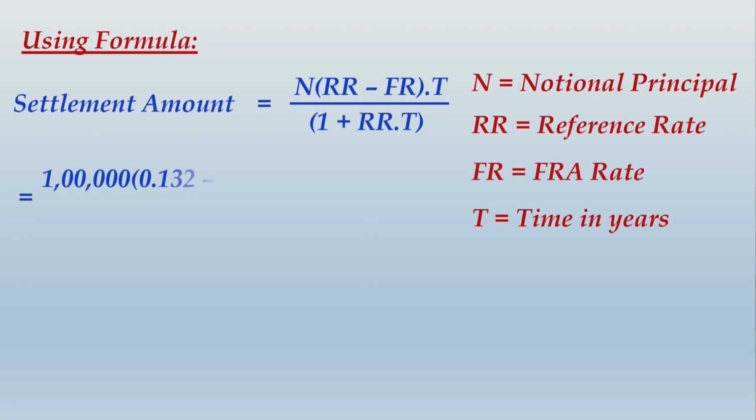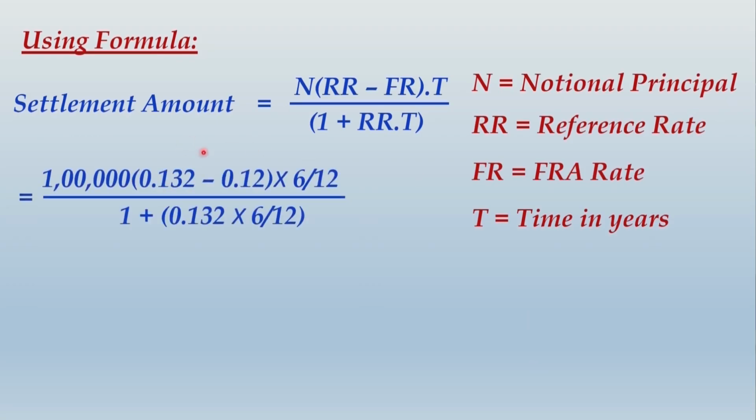When we apply these calculations, look at this, 13.2% minus 12%, that difference came to 1.2%. 1.2% into time adjusted 6 by 12. So that became 0.6%. 0.6% applied on 1 lakh becomes 600 divided by 1 plus the time adjusted rate. So 1 plus time adjusted rate becomes a factor for discounting. So it is 600 divided by 1.066. It gives you the settlement amount directly. So I would want you to take note of this whole thing and then we move ahead.